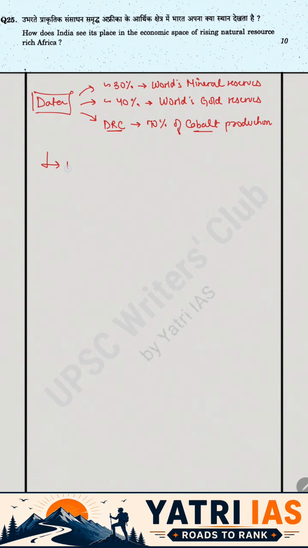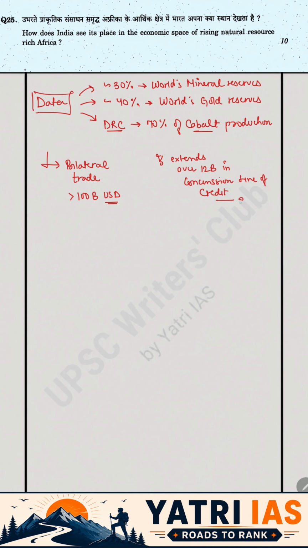And you could also mention that bilateral trade between these two countries exceeded 100 billion US dollars, which shows the importance of India and Africa. And India also extends over 12 billion in concessional lines of credit for growth and development in the region. After knowing this data, when you have a very clear understanding, you should make a map of Africa. Also make India as well to show the connectivity.